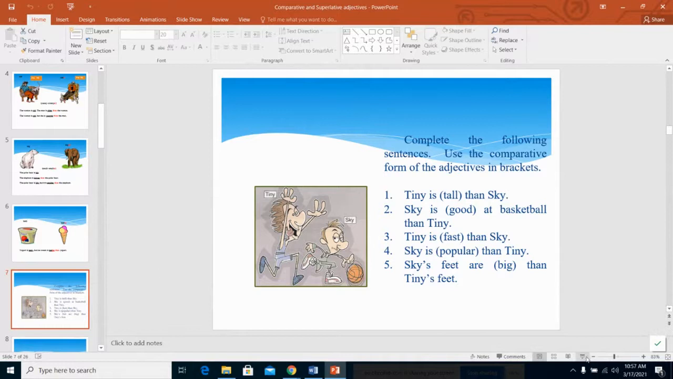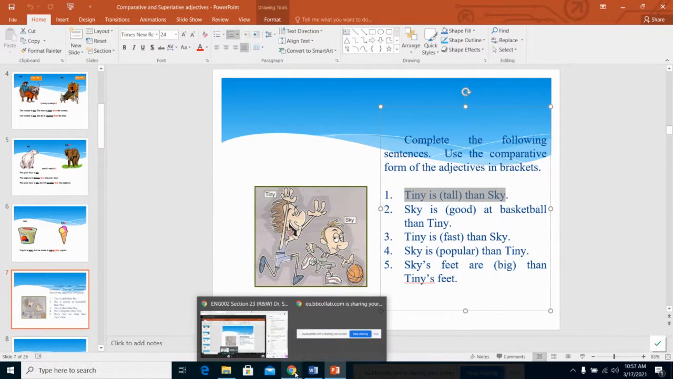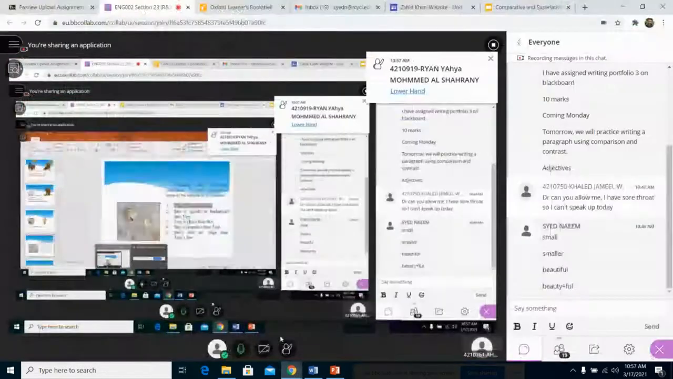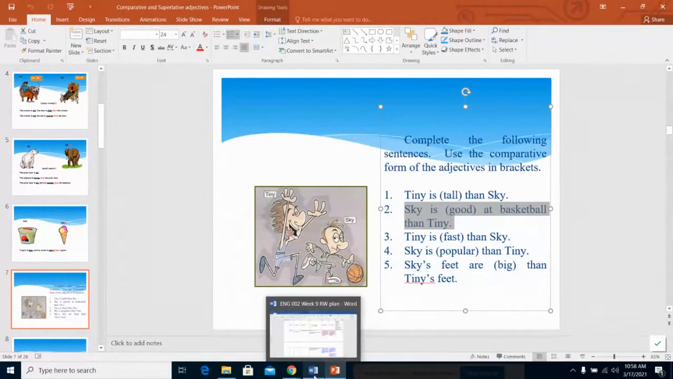Okay, now it's your turn. I would like you to make sentences using the comparative form, using the adjective in the brackets. Number one, Tiny is tall than Sky. So how do we change it? Can someone do it for me in the classroom? Yes, Ryan. Tiny is smaller than Sky. Tiny is smaller than? Look at the picture. Oh, taller than. Okay. Tiny is taller than Sky. Very good.